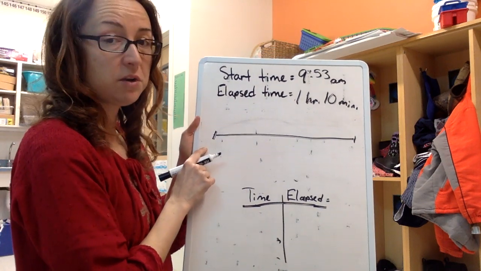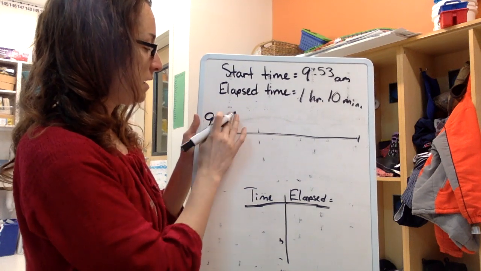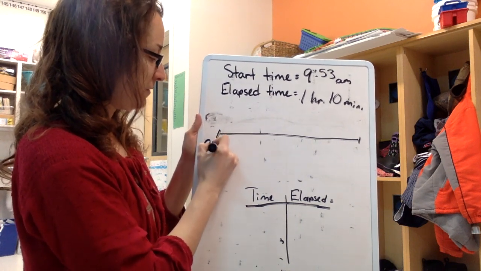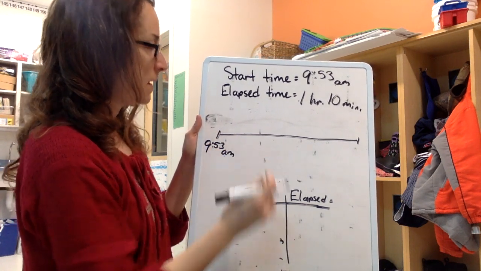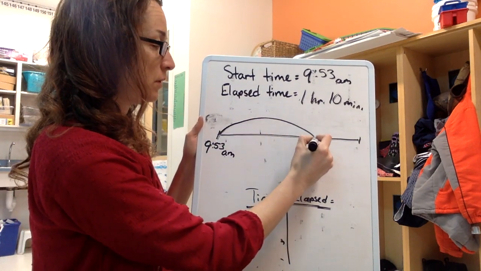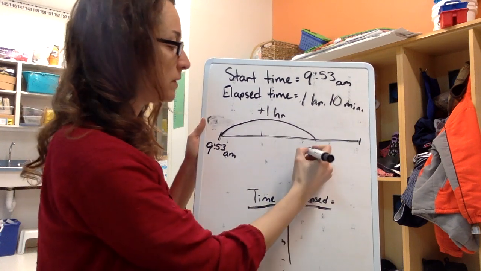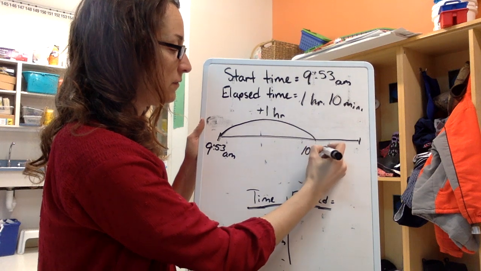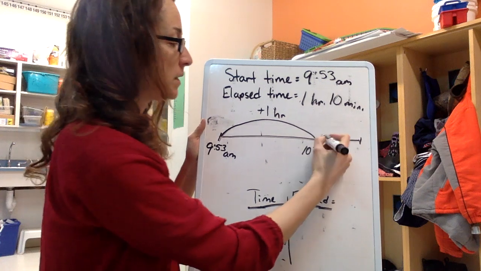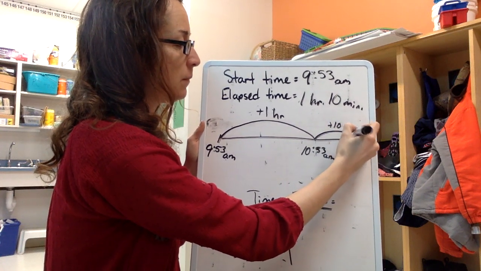Start time is going to go over here on our number line. So I'm going to put 9:53. You know what? I'm going to put that below because I'm going to do my jumping on the top. So 9:53 a.m. Okay, and I'm going to start with my hour first. I'm going to jump 1 hour, and that's going to bring me to my next hour, which is 10:53 a.m. So 10:53 a.m., and then I'm going to jump 10 minutes. So I'm going to put plus 10 minutes.